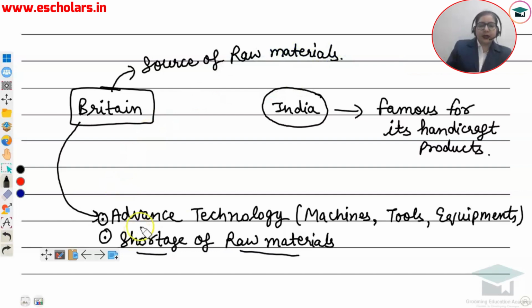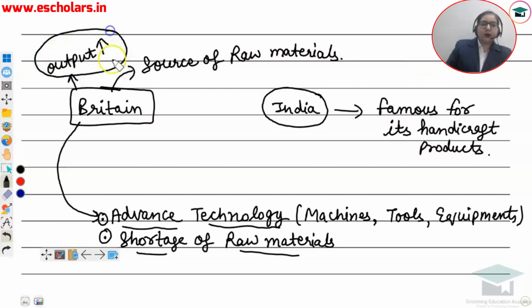And students, since Britain was having advanced technology and good labor also, the output of goods being generated in Britain would increase, right? So in order to increase the income of Britain, Britain was searching for more consumers now. So for both, for having a source of raw materials and for getting new consumers, Britain targeted India.